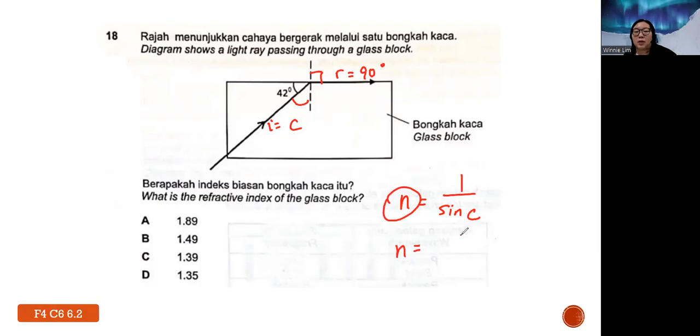Now, can you all tell teacher what is the angle for this C? Is this 42? No, right? C is actually 90 minus 42, you get 48. So sine 48. When you press the calculator, you get 1.345, and when you round off, the answer is D.